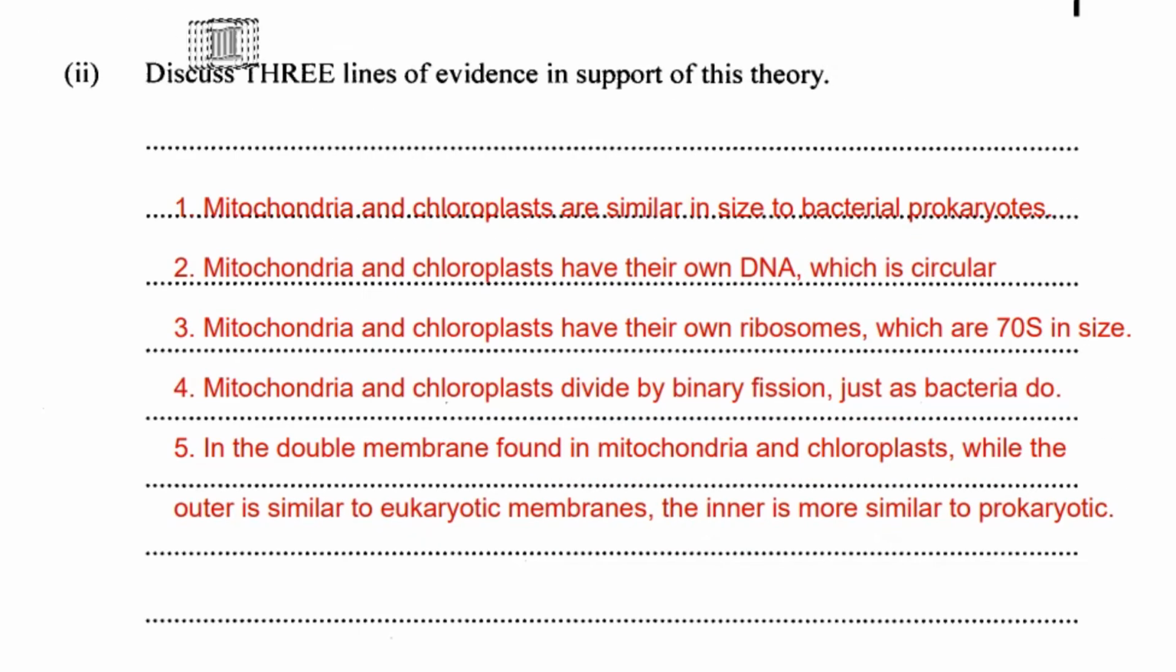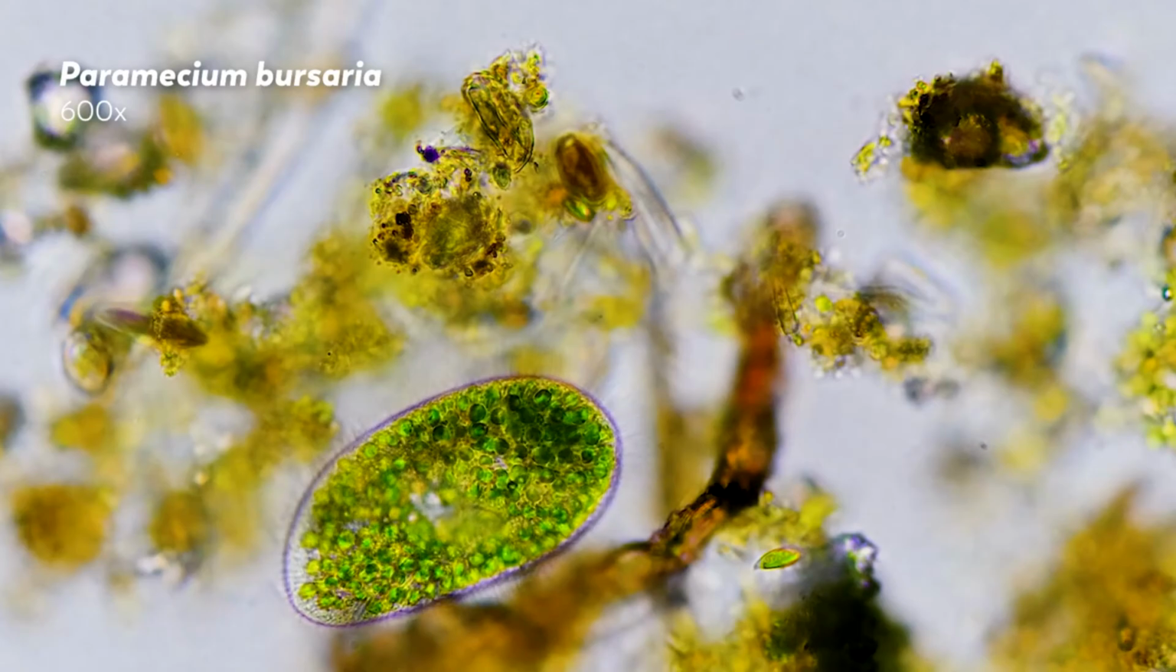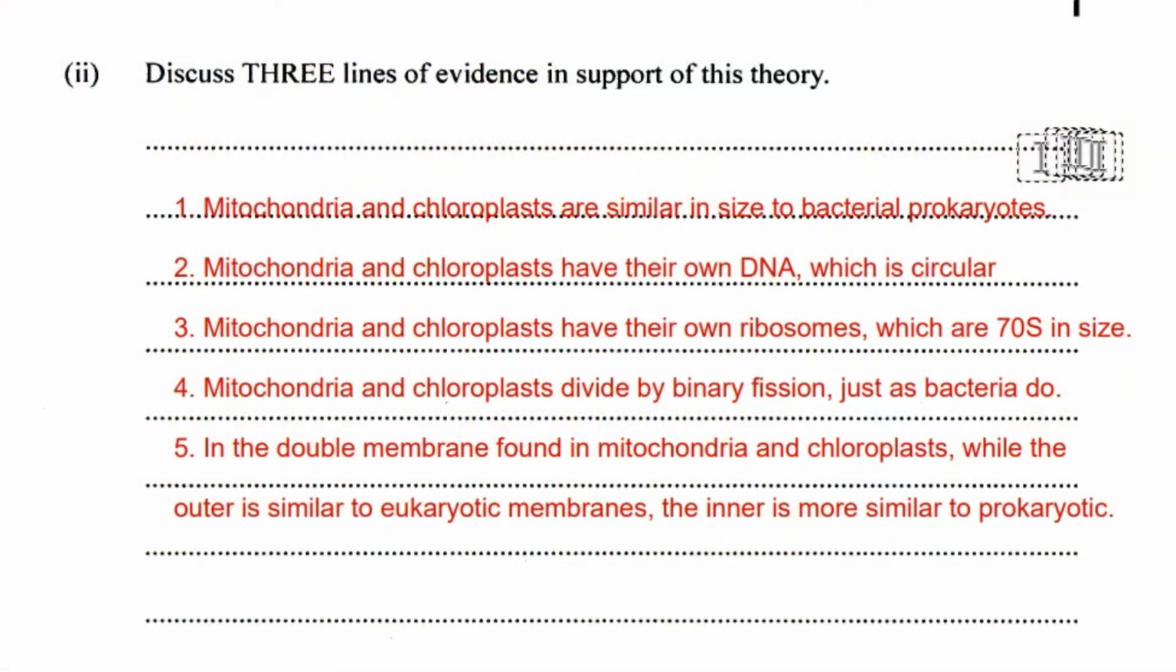Part 2. Discuss 3 lines of evidence in support of this theory. This is 6 marks, so whatever line of evidence you want, compare the organelles mitochondria and chloroplasts to prokaryotes. They don't have to be ultra detailed, but the comparison should be there. So first of all, mitochondria and chloroplasts are similar in size to bacterial prokaryotes that exist today.